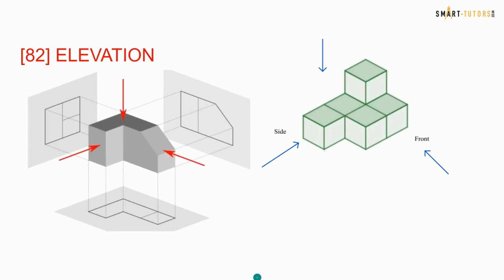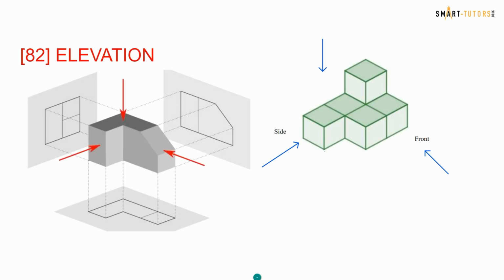82, elevation. This question is not going to come in Paper 2 or Paper 3 for the GCSE 2019, but overall when you are doing the maths revision, this is one of the techniques and skills you need to have, to visualize how the front, plan and side elevation look.